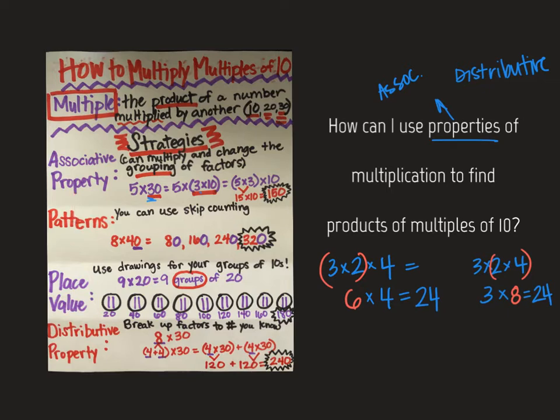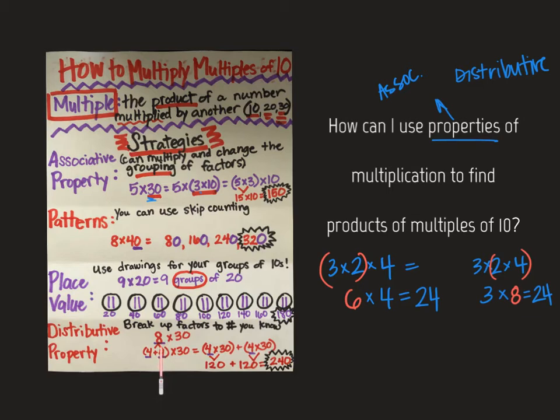Let's talk about the distributive property down here. When we use the distributive property, we can break up the factors, it says here, into numbers that you know. I think the visual learning talks about decomposing. And when you decompose, it's basically a fancy word for just breaking up a number.